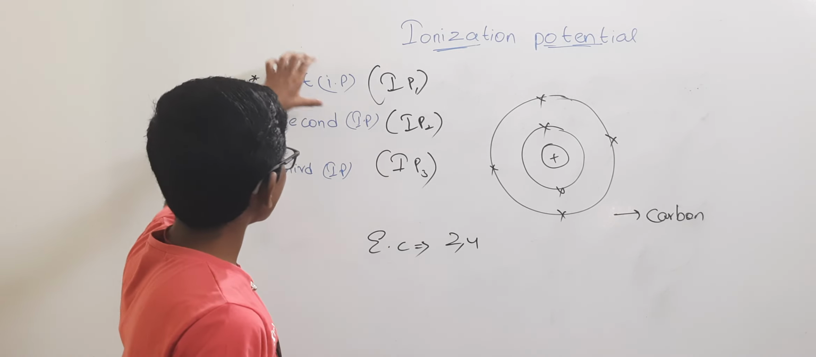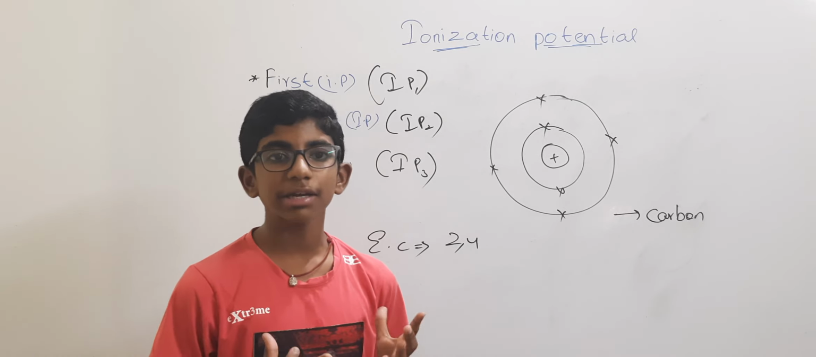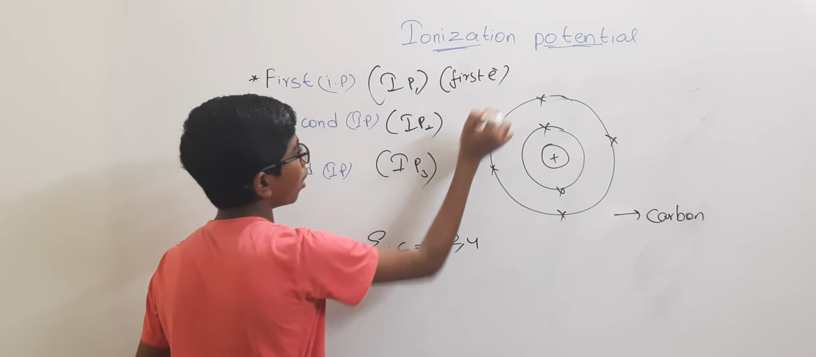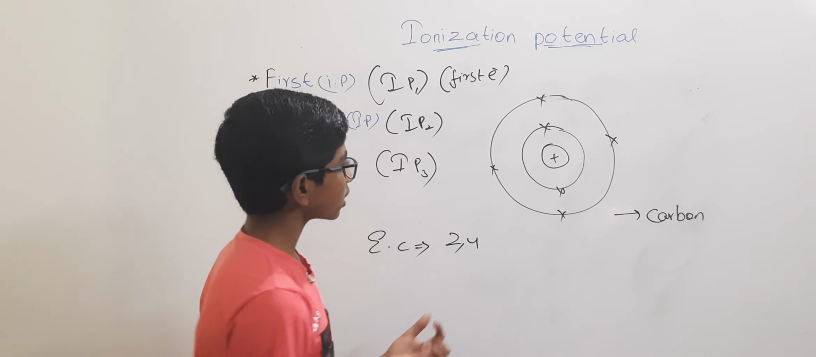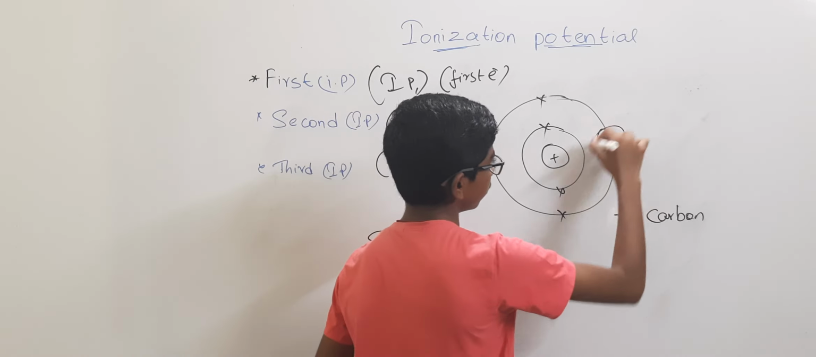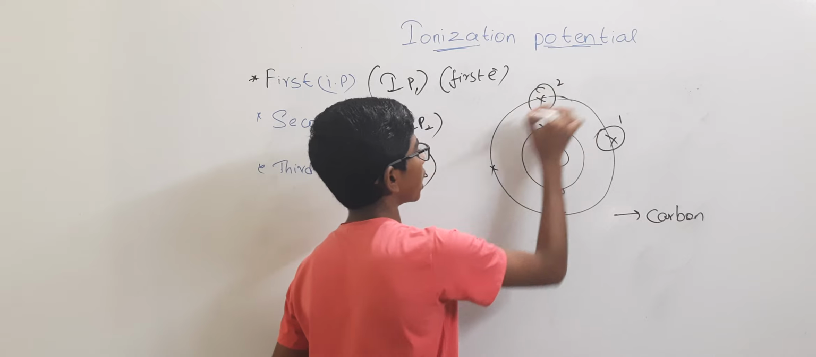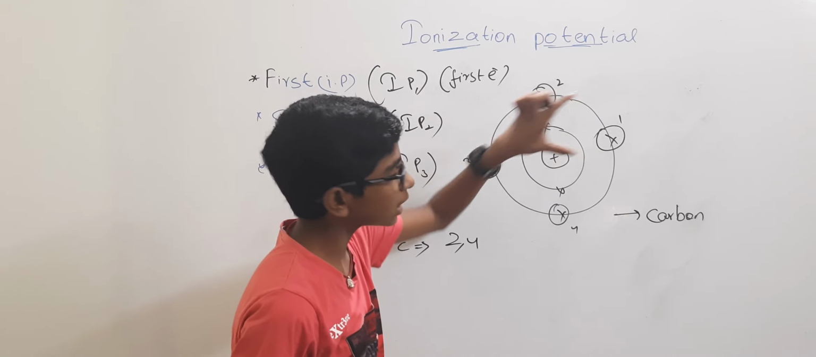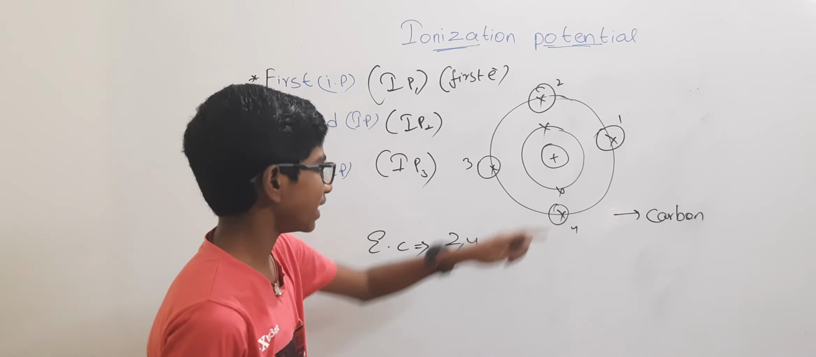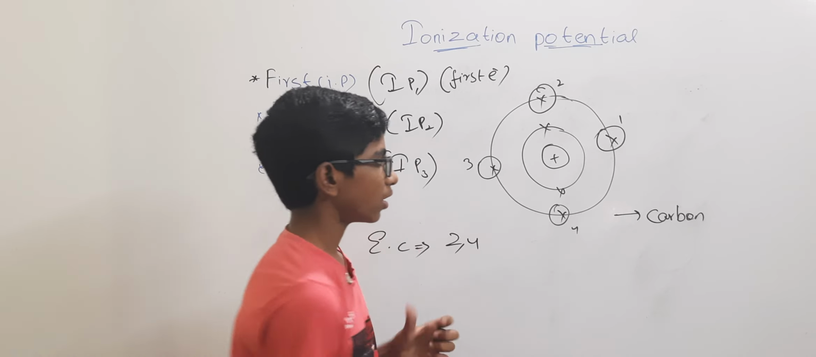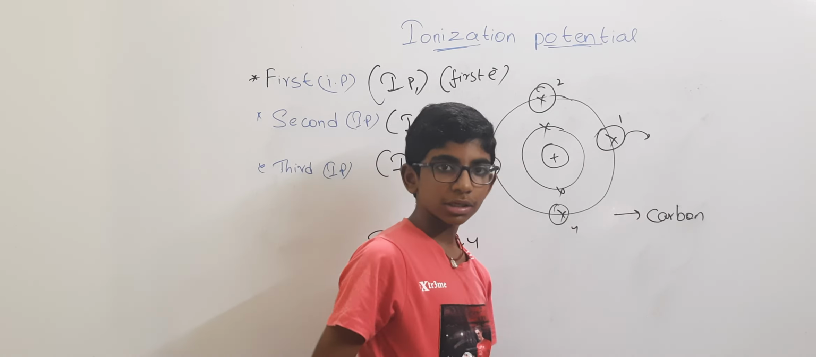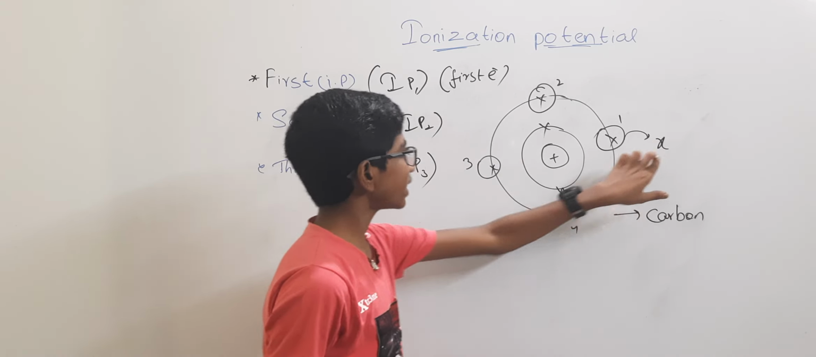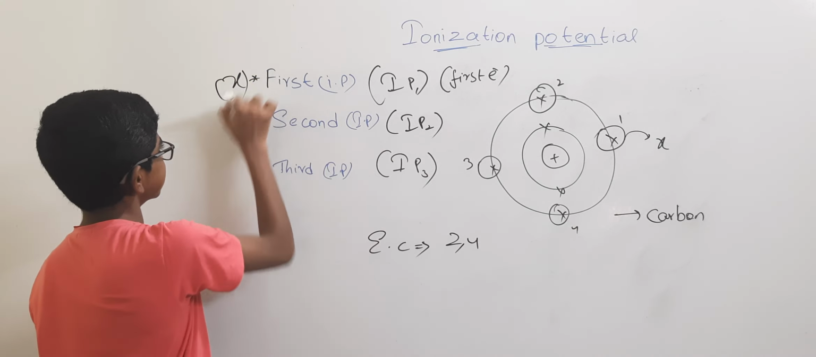Now, what is meant by first ionization potential energy? It is the energy required to remove the first electron from the valence shell. We are numbering: this is the first electron, second electron, third electron, fourth electron. First, you remove the most loosely bound electron, which means you can remove any of these electrons. Suppose I remove this electron from the atom. Some energy X is required to remove that electron from the carbon atom. X is the first ionization energy.